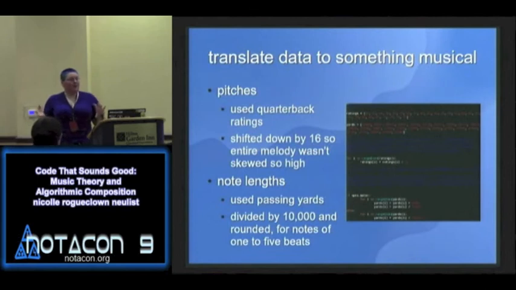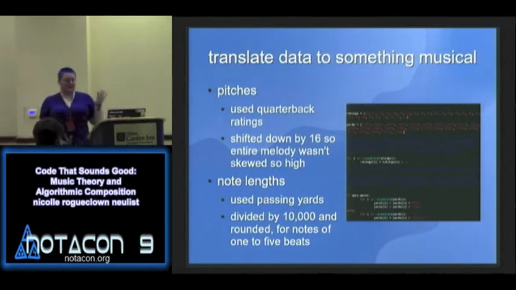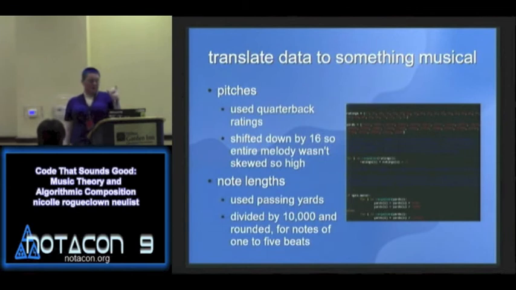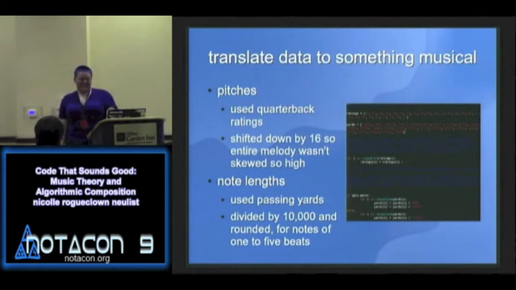The way I normalized the data to put it into a range that would make sense for MIDI, I used the quarterback ratings for pitches, rounded them to integers, and then shifted them down by 16. Even though the original range of ratings, 79 to 97, are all totally valid MIDI codes, the notes would be way up here, and that would get really boring and really squeaky. So I brought it down a little bit.